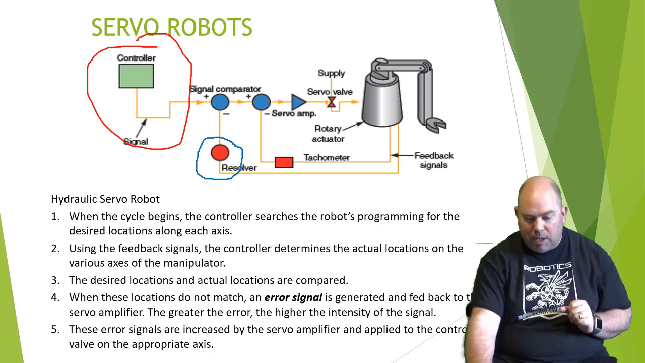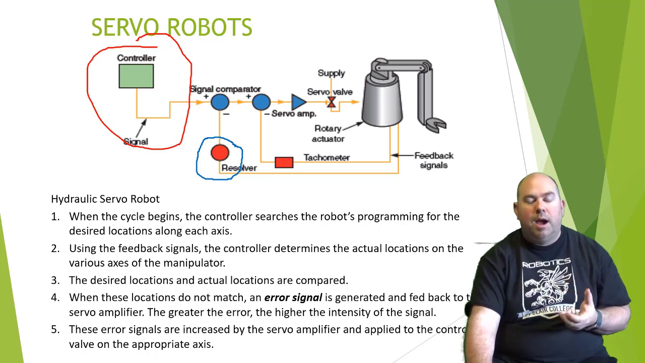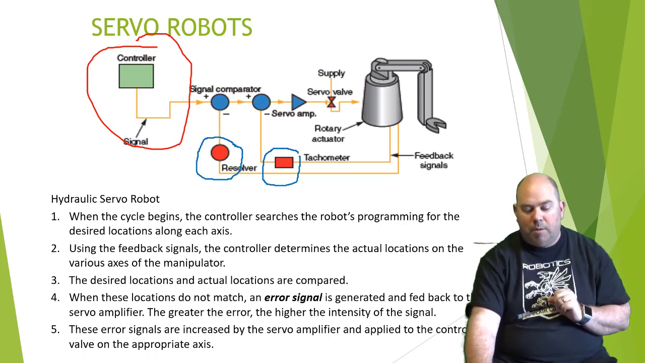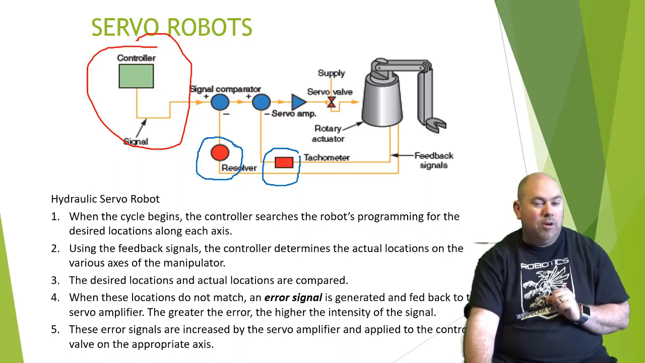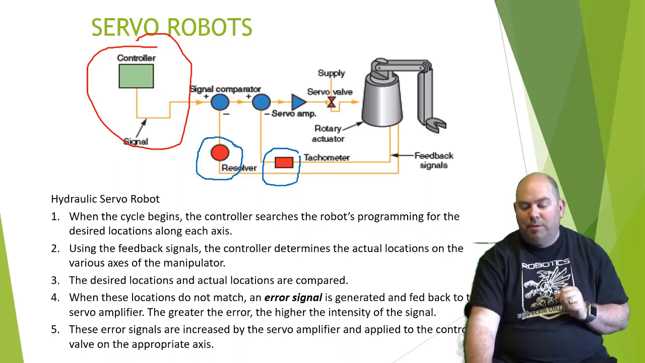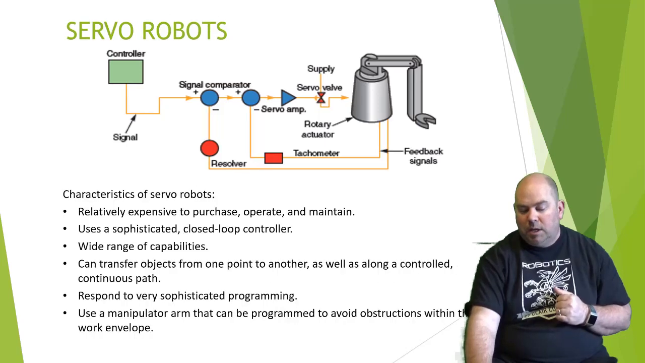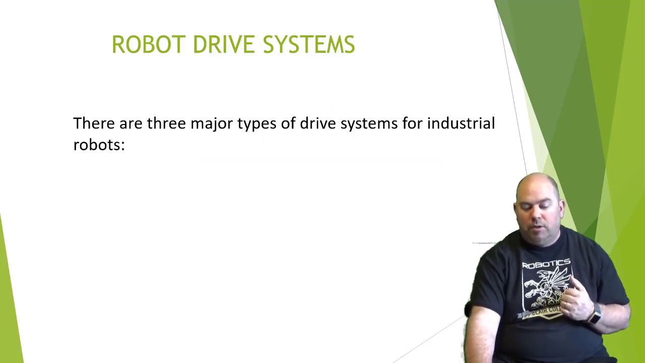We actually have something like a resolver that measures how far we've moved. So that measures rotary position to determine how far we moved. We have a tachometer. That measures how fast we're going as well. And we can use these things to calculate how far we moved, how fast we moved, and control our position very accurately. Okay, so this would be a servo style of robot.